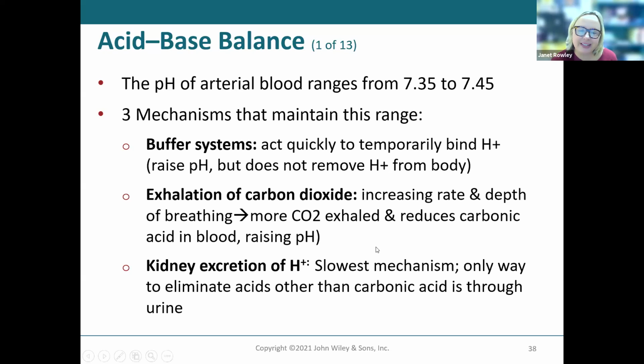And then we can also just excrete hydrogen ions through our urine. This is the slowest mechanism, and it's the only way to eliminate the acids other than carbonic acid. So every other acid we can't get rid of via exhalation, and the buffers just kind of tie it up but don't remove it.